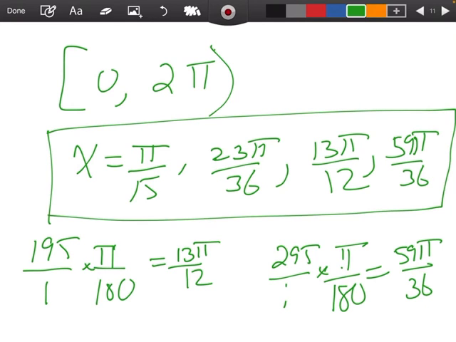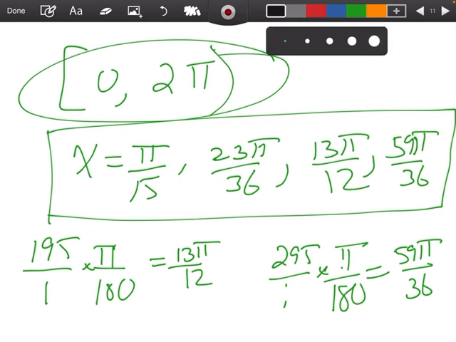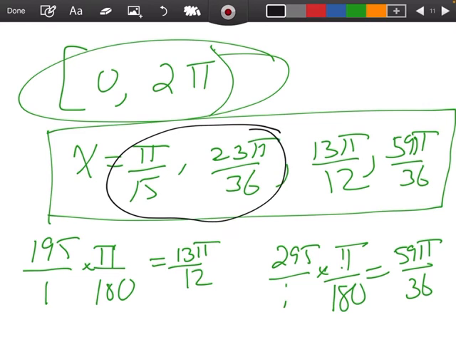So because it was asking for all the answers from 0 to 2 pi, since the period was pi, and these were the general answers we had, and we're going to do it over 2 pi, we should be coming up with 2 more answers, okay?